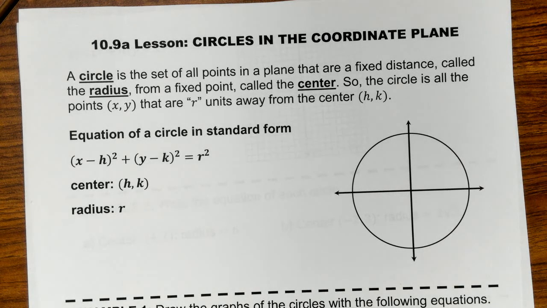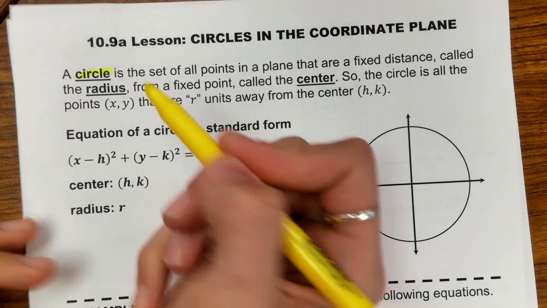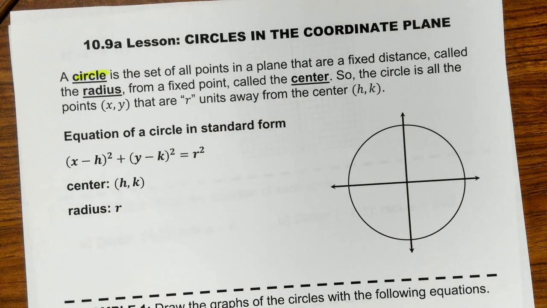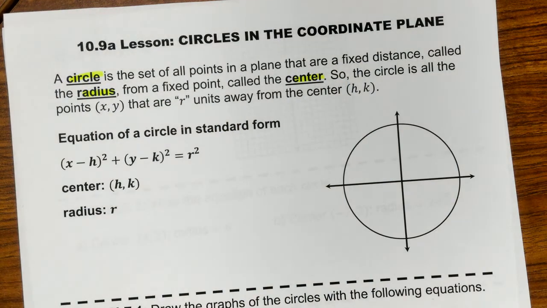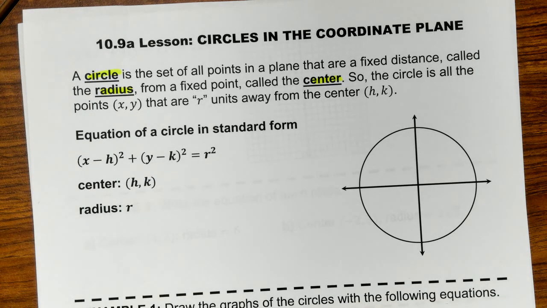Okay, so 10.9a is going to deal with circles on a plane. A few things we need to talk about first: we already know what a circle looks like. A circle is a set of all points on a plane that are a fixed distance, called the radius, from a fixed point, called the center. So the circle is all the points on the graph, x, y, that are r units away from the center, which is called h, k.